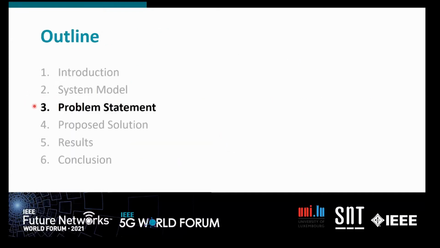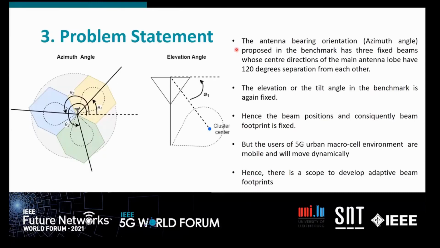We're going to define the problem statement now. Problem statement. The antenna bearing orientation angle, which is popularly known as the azimuth angle, in the benchmark has 3 fixed beams whose center directions of the main antenna lobe have 120 degrees separation from each other. This can be seen in the first figure where the 3 beams are 120 degrees separated.